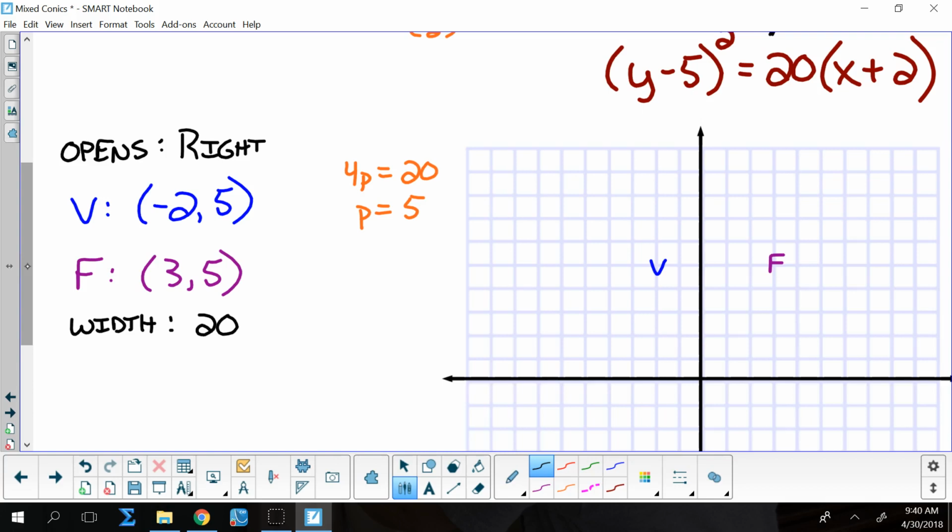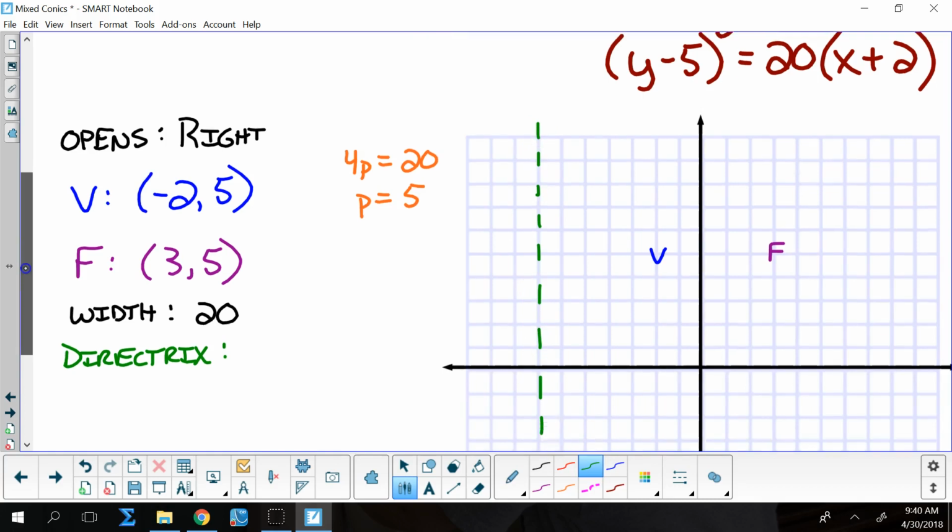Daniel? So I guess you can find the directrix. Yes, we could find the directrix. How am I going to find the directrix? You go to the vertex, and the directrix is outside the parabola, so you would go the opposite way. Since I went to the right to find my focus, I'm going to go left to find my directrix. Same distance though, right? Yeah. 1, 2, 3, 4, 5. So right here is my directrix.